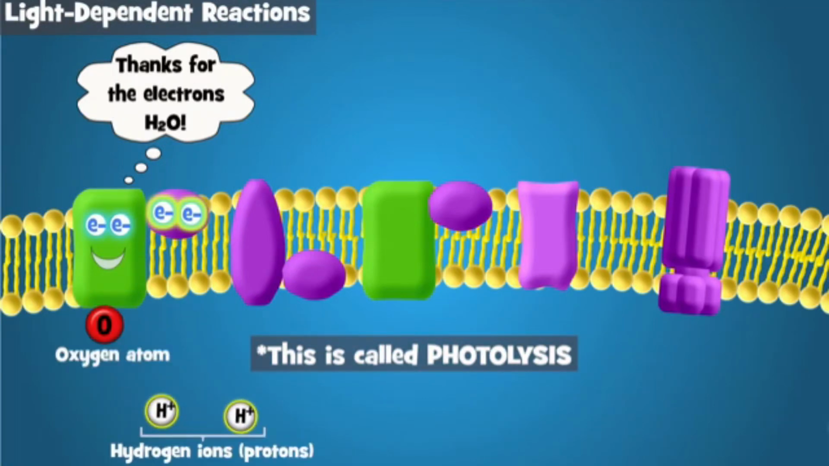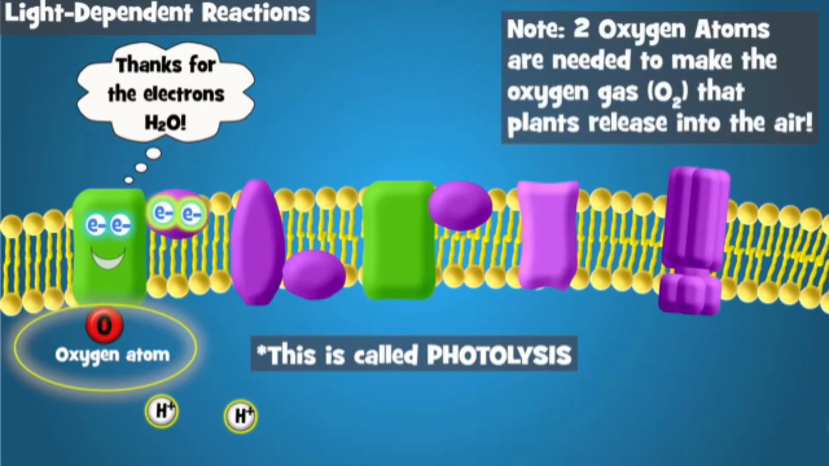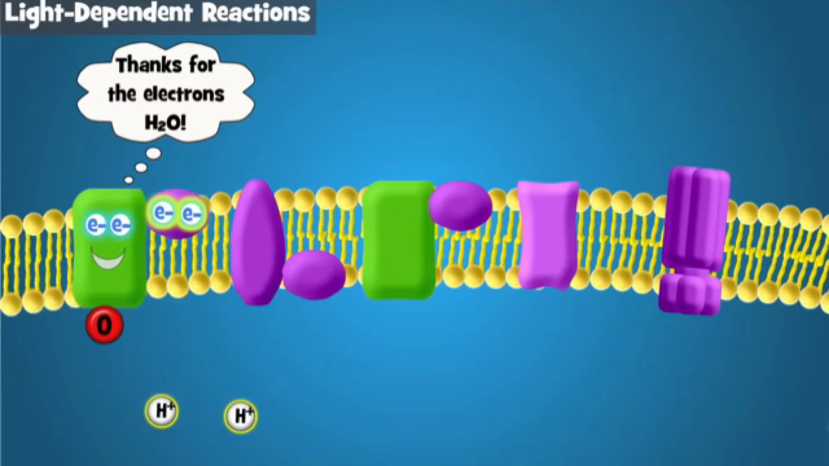When water is split, electrons, hydrogen ions, and oxygen are produced. You probably know that plants make oxygen when they do photosynthesis. This is where that oxygen comes from. Now, back to the electron transport chain. The electron transport chain transports electrons.